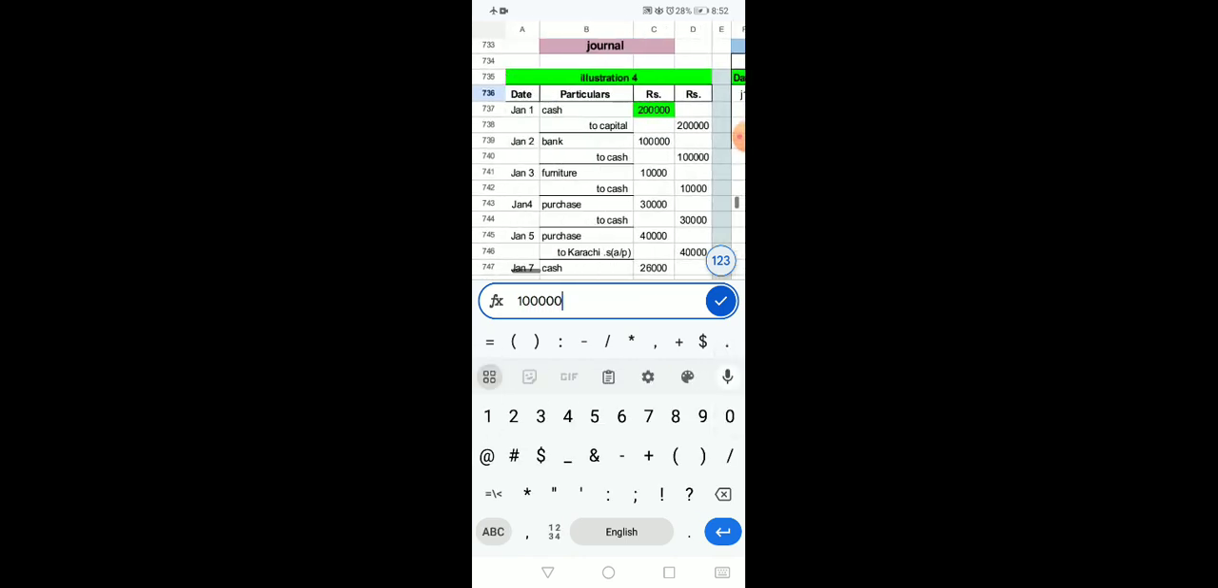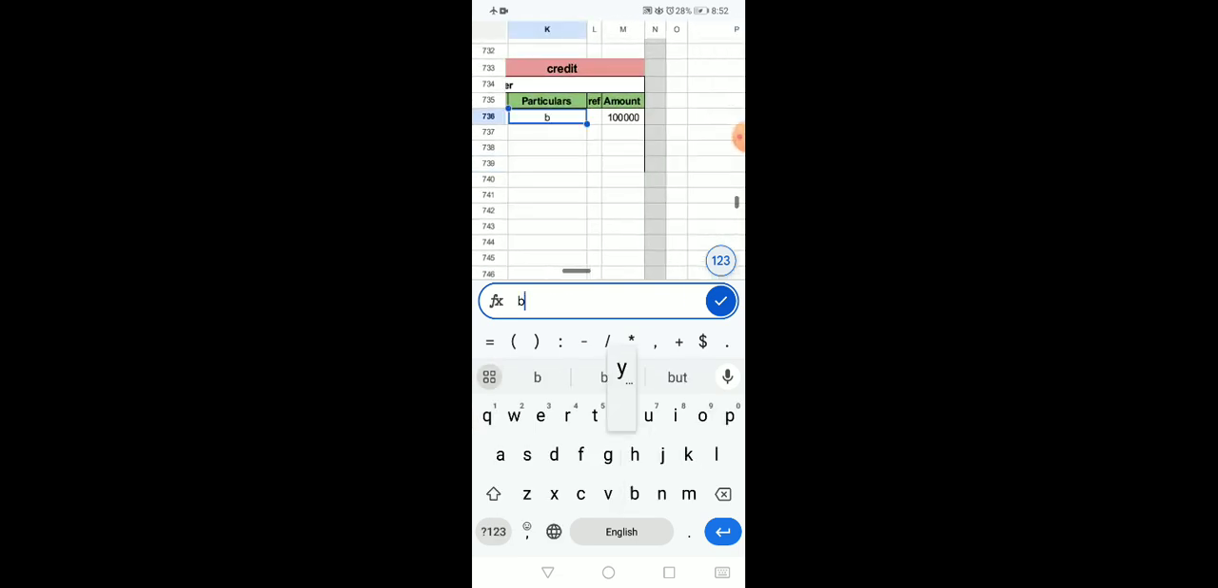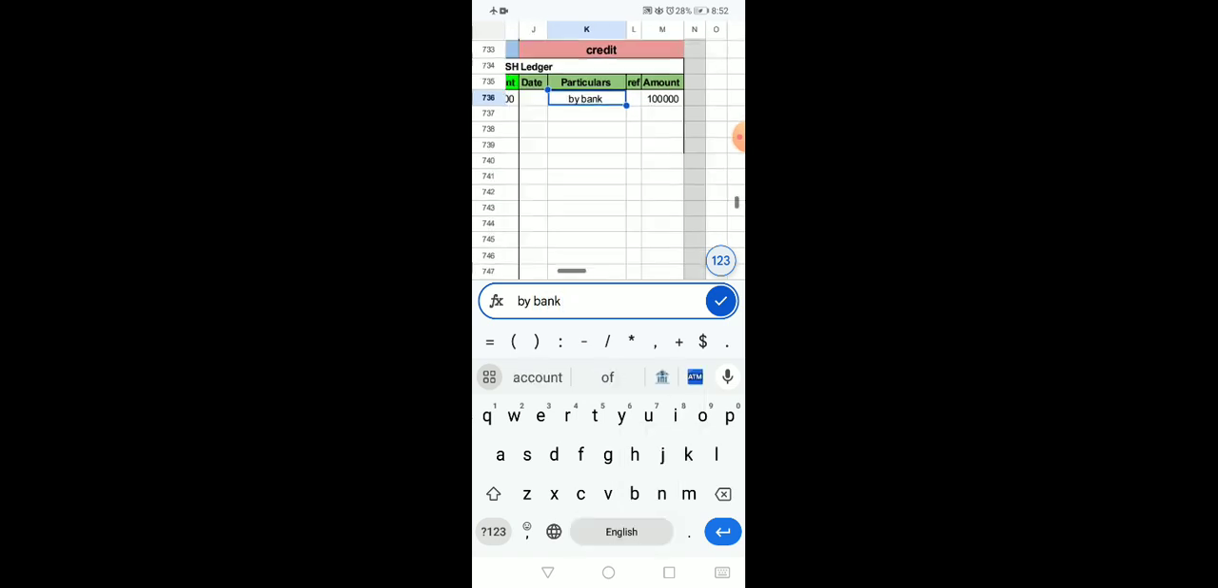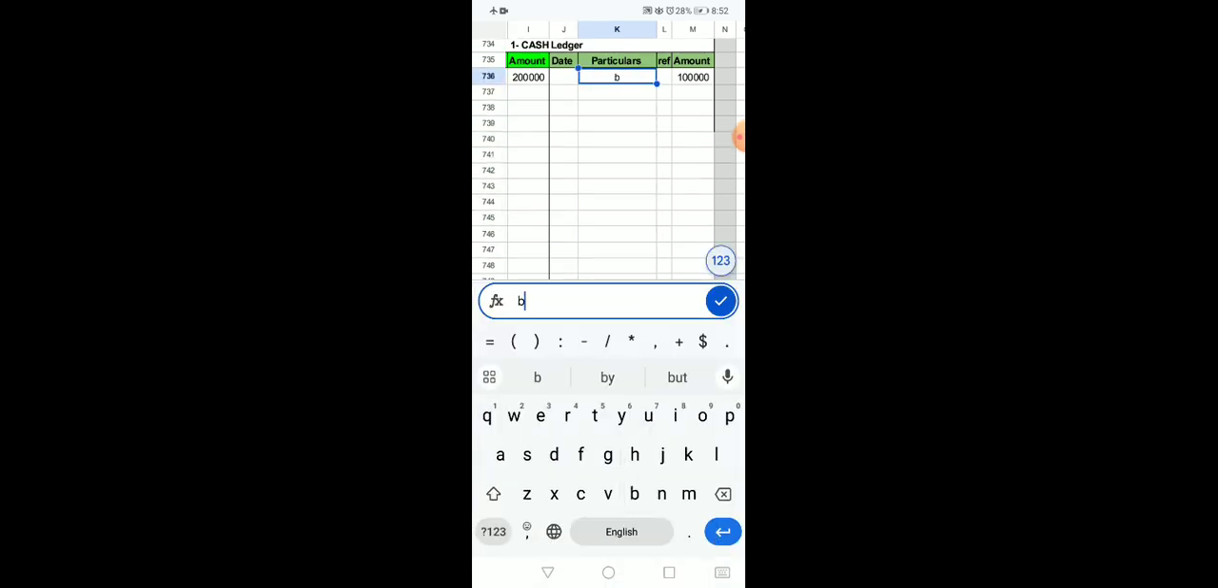For 1 lakh, see what the reference is. That is bank, which is written on the opposite side. You will use the same reference, bank, over here with an additional word, "by". So it is "by bank". Whatever you write in the particulars column on the credit side, you will use the additional word "by" with every element that you are going to write in the particulars of the credit side.